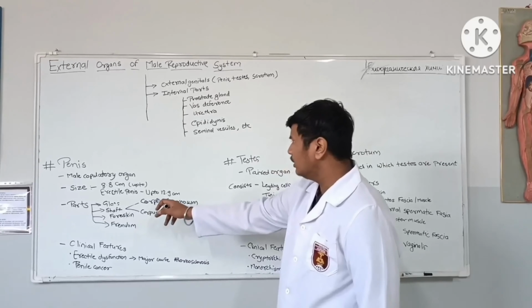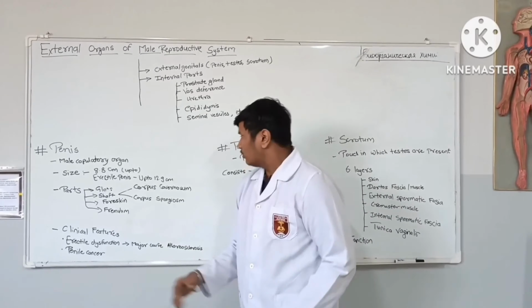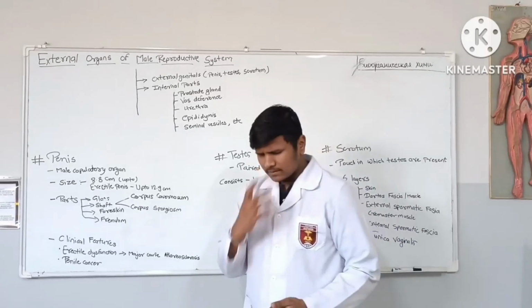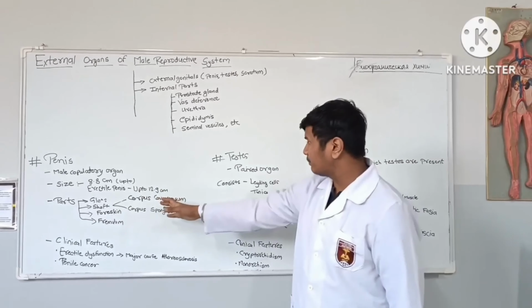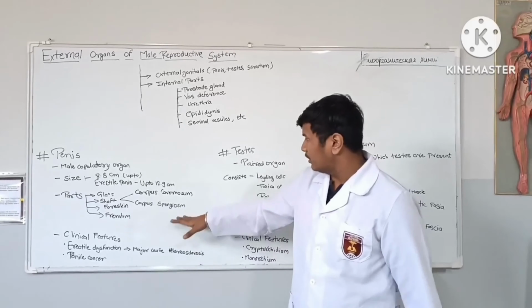The shaft contains two more parts, that is corpus cavernosum and corpus spongiosum. Corpus cavernosum is to erect the penis, and corpus spongiosum fills the blood vessels of the penis.